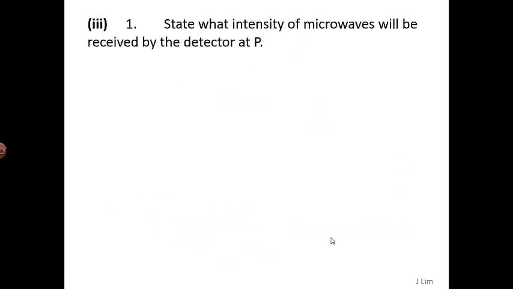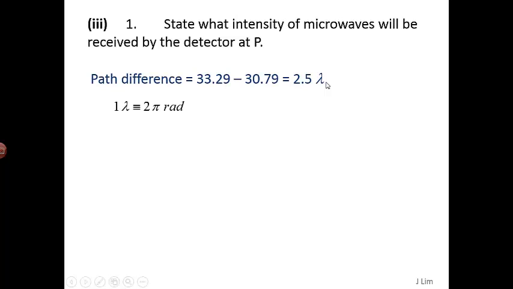State what intensity of microwaves will be received by the detector at P. The path difference is 2.5 wavelength. So one wavelength corresponds to 2 pi radian. Therefore, 2.5 wavelength is 5 pi radians.